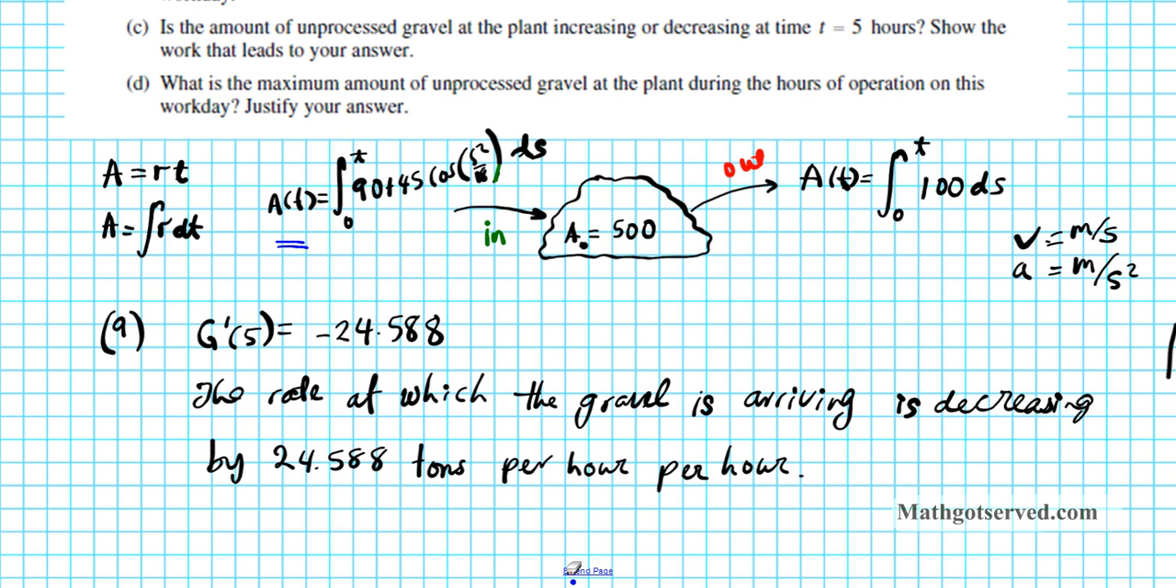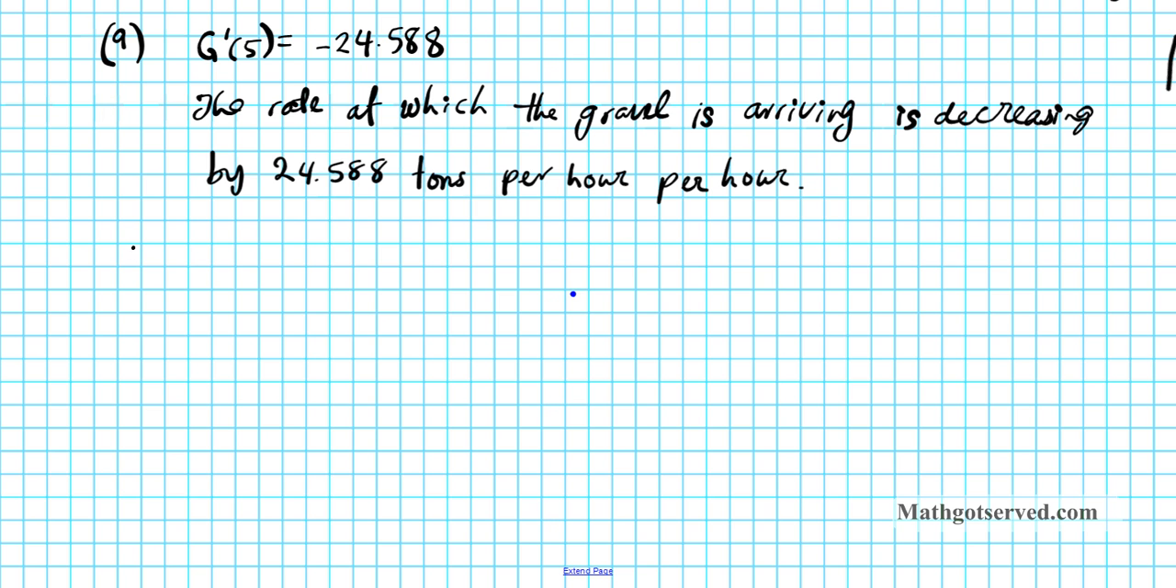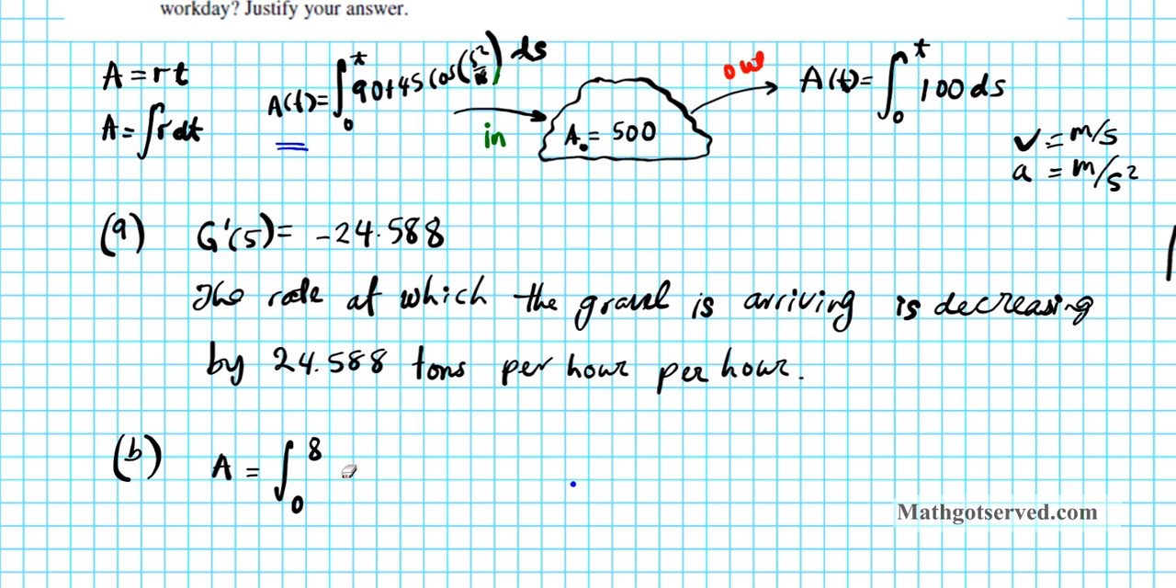So to find the amount that comes in, all we're going to do is the accumulation on the rate at which unprocessed gravel arrives. So it's going to be the integral from 0 to 8 of this function right here, which is 90 plus 45 cosine. It doesn't really matter the variable that we use. Since we're using s, let's just stick with s. So it's going to be times s squared over 18 ds.